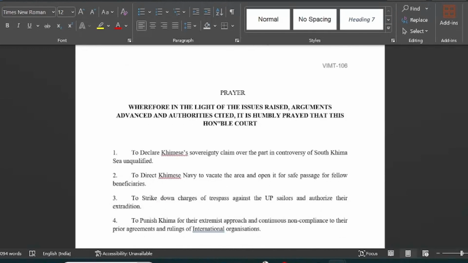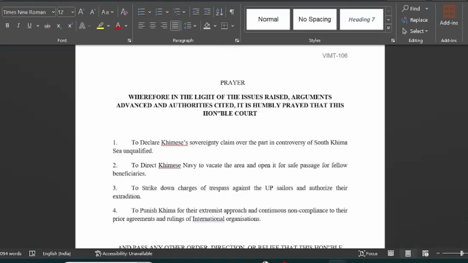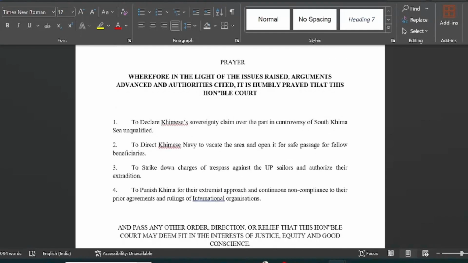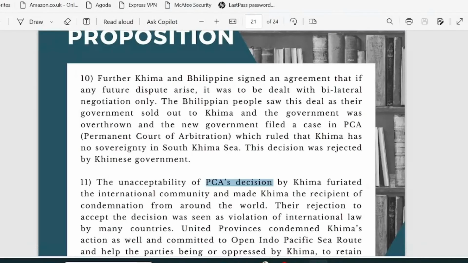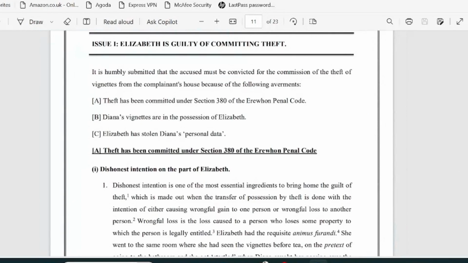फिर हम लोग आ जाते हैं प्रेयर पे. प्रेयर हमारी क्या है? Prayer is basically what are we asking the court to do? What is exactly that we want to be implemented and executed on the part of the state, the countries, the parties that are involved, and what is our point of view in this. जैसे कि मेरा तो आप देख ही लो, आप इन लोगों का भी देख लो.